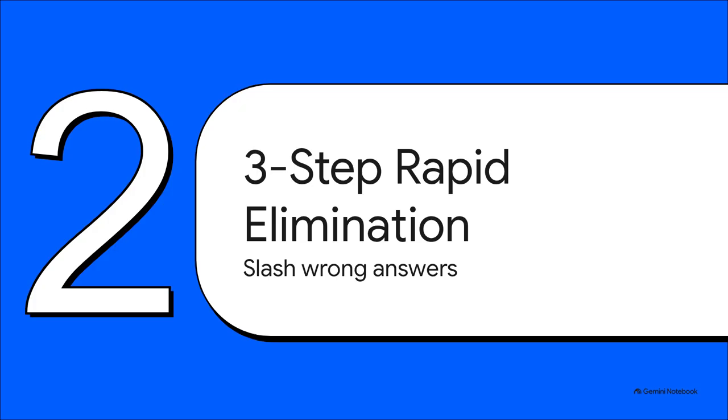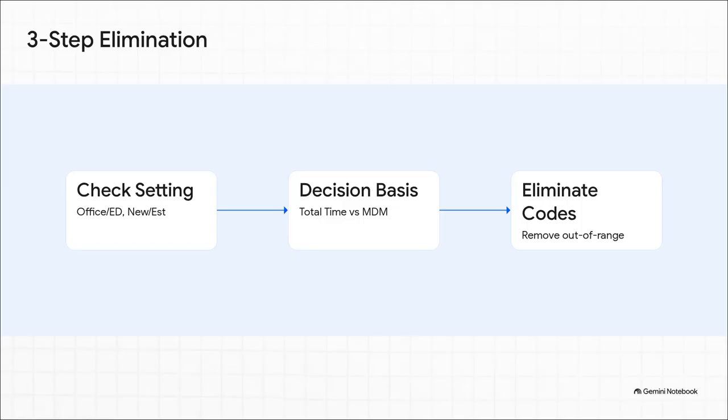Okay, moving right along to Section 2, the three-step rapid elimination strategy. This three-step framework is literally your secret weapon for the exam. Step 1, immediately identify the setting, like office, ED, or inpatient, and check the patient's status, so new versus established. Step 2, determine your decision basis. Are we looking at total time or MDM? And then Step 3, the most fun part, scan those multiple choice options and ruthlessly eliminate the out-of-range codes. You want to systematically cross off the wrong distractors before you even spend time reading the remaining options closely.